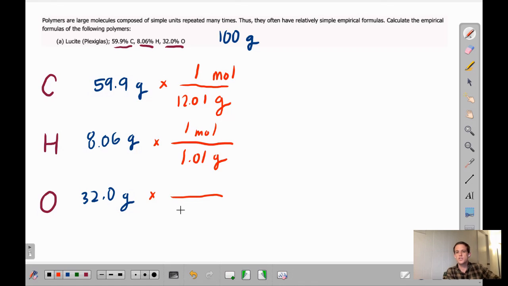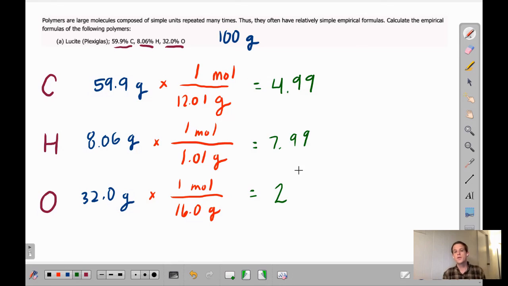And I know for oxygen that it's about 16.0 grams per 1 mole. Okay, so now it's time to do some calculations. All right, so here we go. Looks pretty good. We've got 4.99, 7.99, and we have 2.